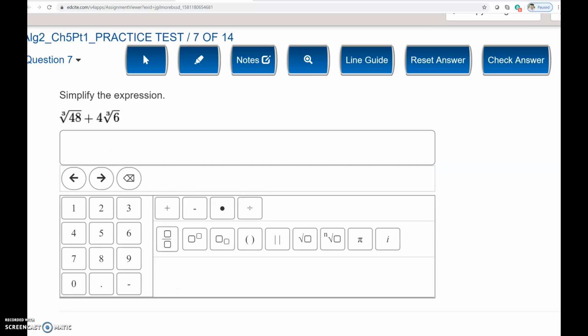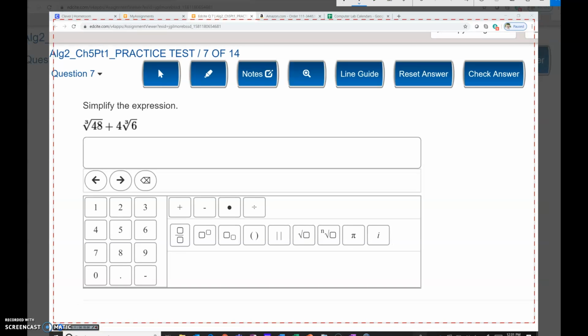You cannot combine radicals using addition unless the radicals are completely identical. So the first one is the 3rd root of 48. The second one is the 3rd root of 6. So we currently cannot combine them. But we can take the 3rd root of 48 and simplify it.